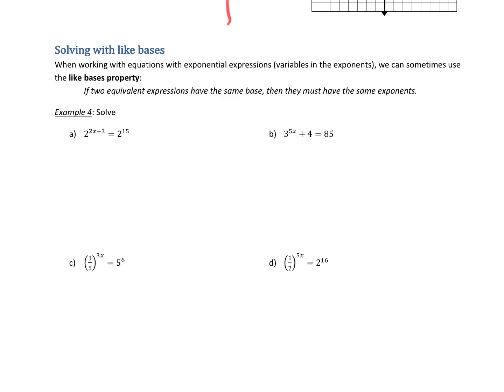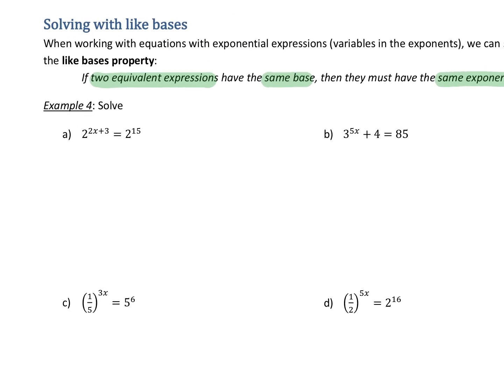So, a couple more things about working with exponentials here. First, we want to look at how we can solve some basic exponential equations using the like basis property. So, here's the big idea. If we have two equivalent expressions and they have the same base, then they must have the same exponents. And this is the like basis property. Well, what does that mean?